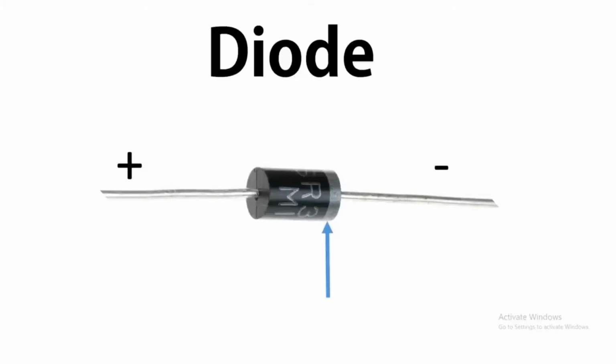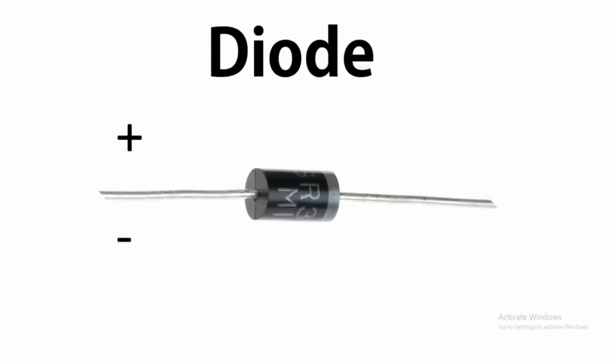Mainly the diode has two functions. It converts AC current into DC current. And the second function is that it allows DC current on one side but blocks DC current on the other side. So see here, we have two types of charges, positive charge and negative charge.